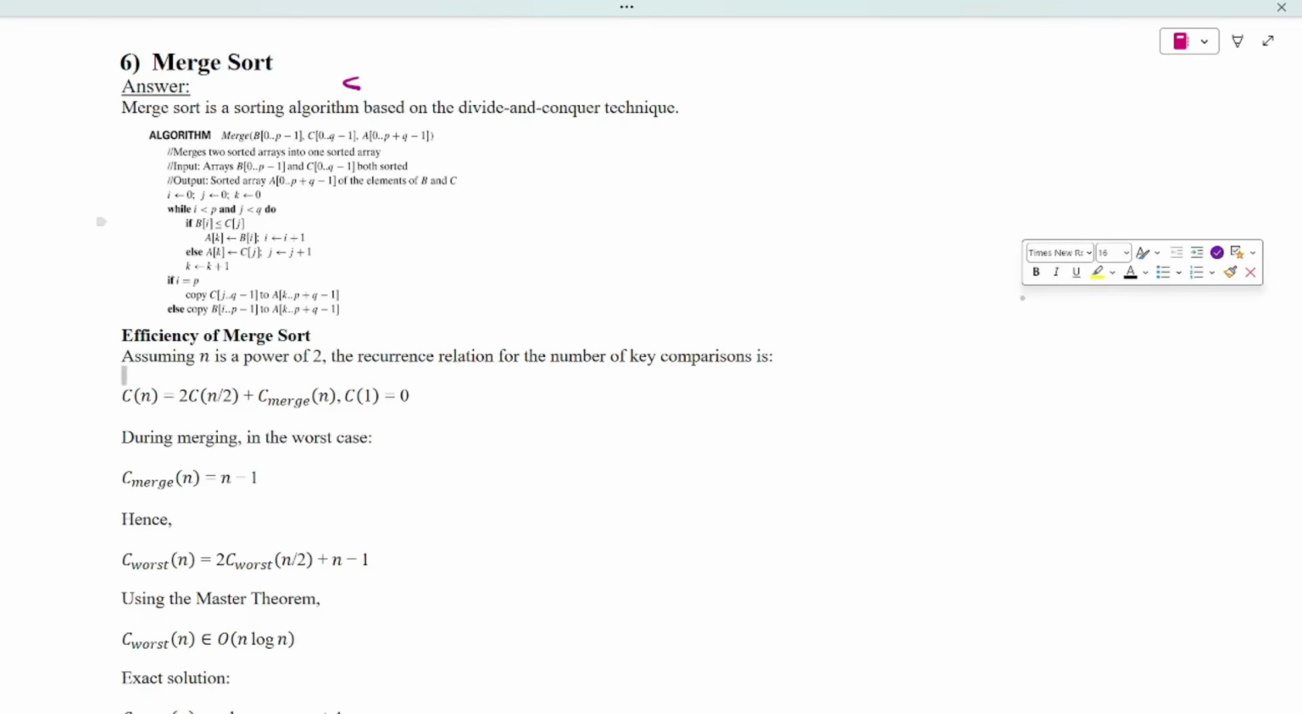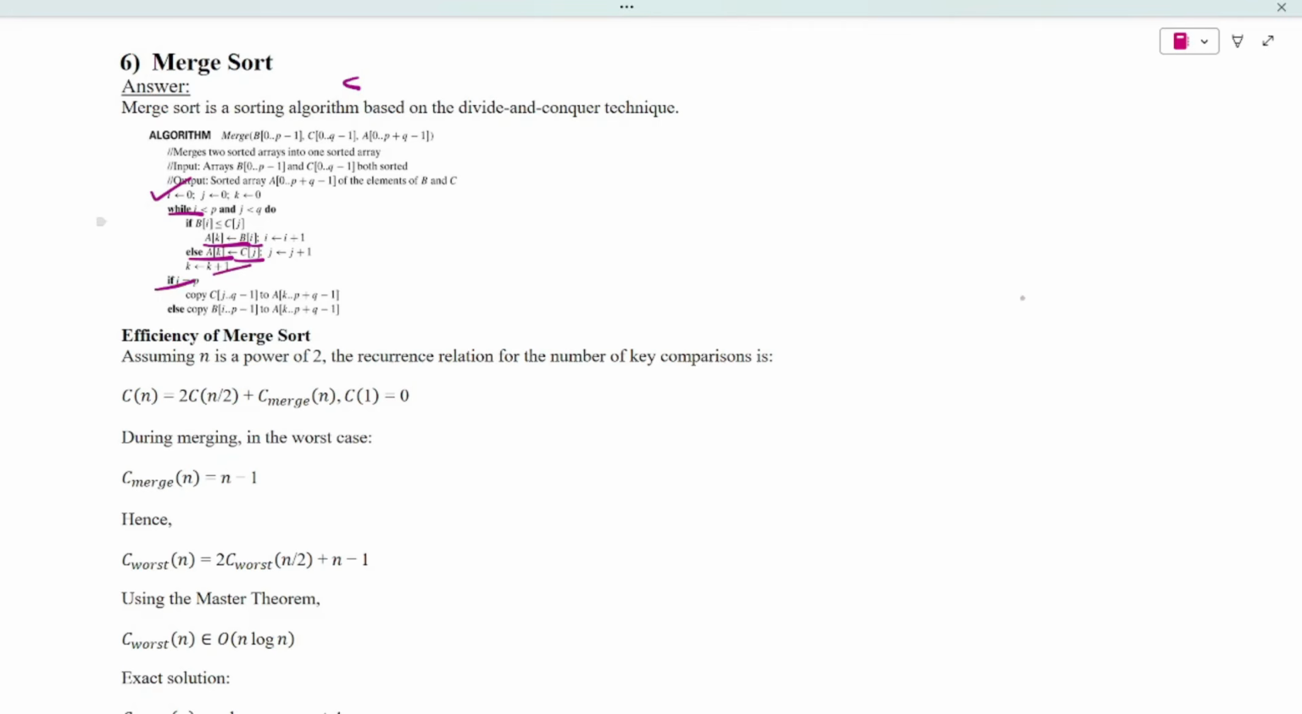First look at this: I is 0, J is 0, K is 0. I is less than P, J is less than Q, and if B of I is less than or equal to C of J, then A of K is B of I, else A of K is C of J. Then you will be incrementing I by 1, or J by 1 accordingly, and K plus 1 as well.